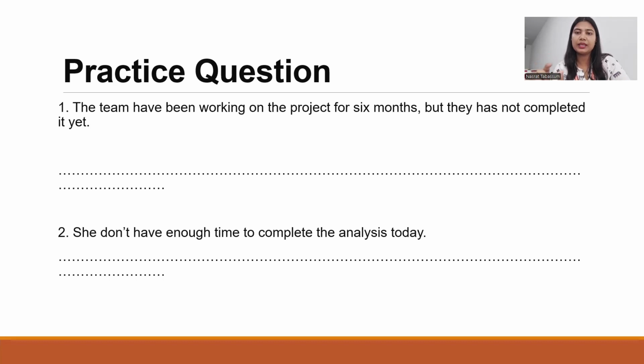But they is again a plural subject. That means we cannot use has after they. We have to use have not completed it yet. Similar thing, let's see. She don't have enough time to complete the analysis today. This is one mistake that most of you make. When I teach in class also, I see you use don't after a singular person, which is completely wrong. So when you are saying she, since she is third person singular, you have to use she does not have enough time to complete the analysis today.